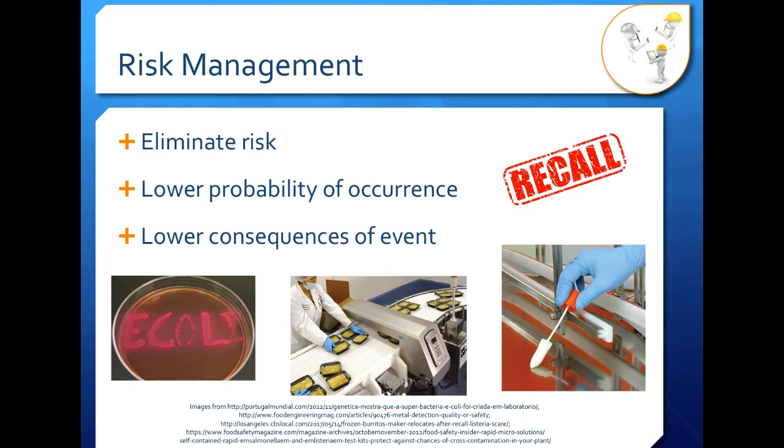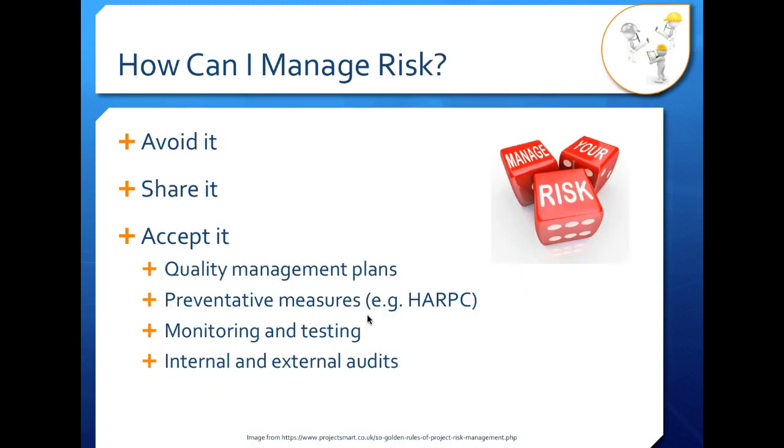So for example, in these pictures down here, we're doing microbial and metal detection testing in foods because it's not possible to eliminate all contamination in foods. It's going to be there even if it's there at a low level. So if you know your risk is going to happen, how you manage it is that you lower the probability that it occurs and you lower the consequences of that particular event occurring. So let's take a look at how to manage it.